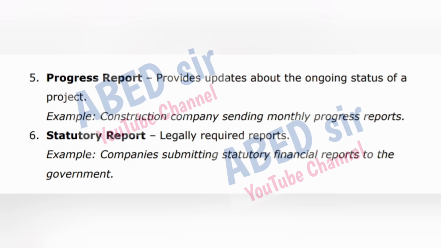5. Progress report, provides updates about the ongoing status of a project. Example, construction company sending monthly progress reports. 6. Statutory report, legally required reports. Example, companies submitting statutory financial reports to the government.